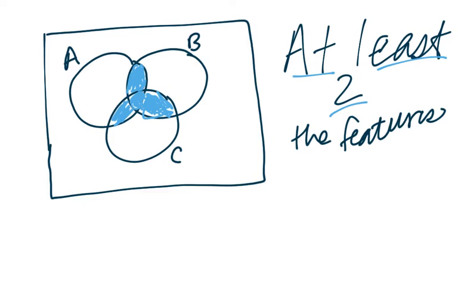So please be mindful of the phrasing. If it said at least 1, then that's the union of all 3 sets. If it says at least 2, it's the shaded region that we have here, okay? So please be mindful about which sections we're looking at when we answer those at least and exactly questions. So let's go back and look at the problem.